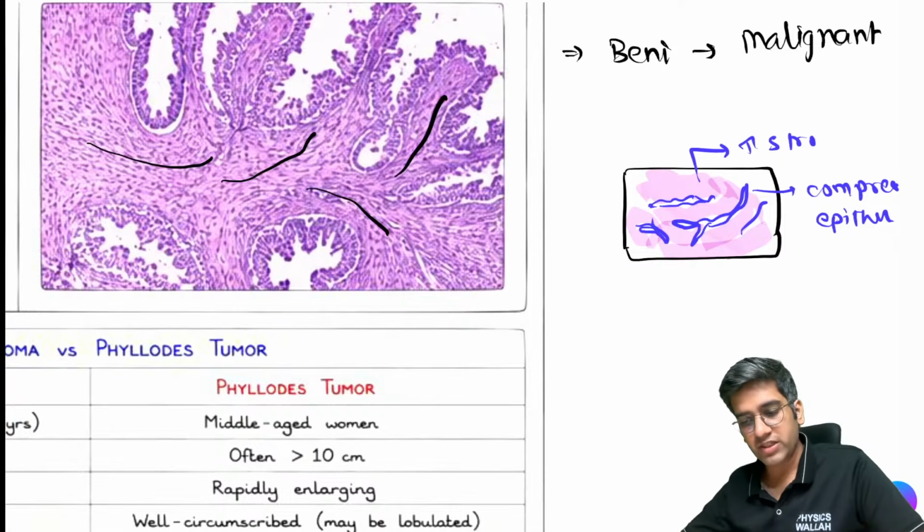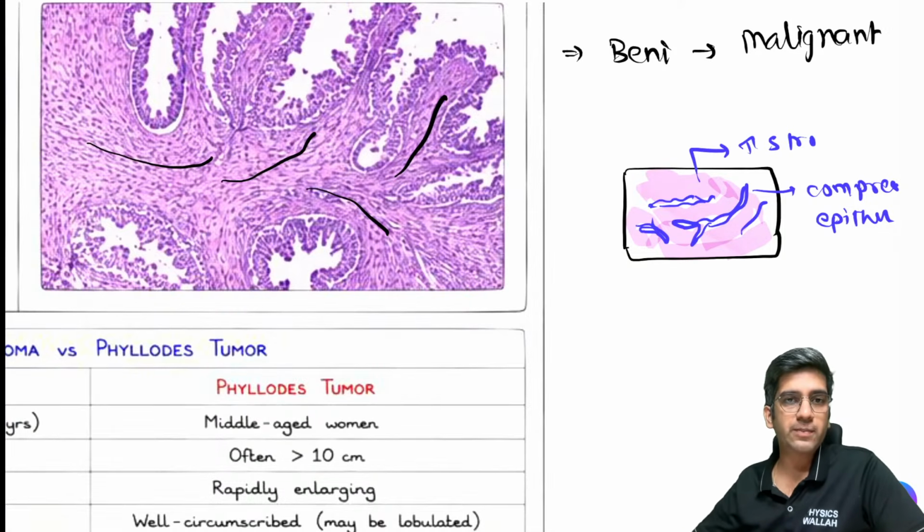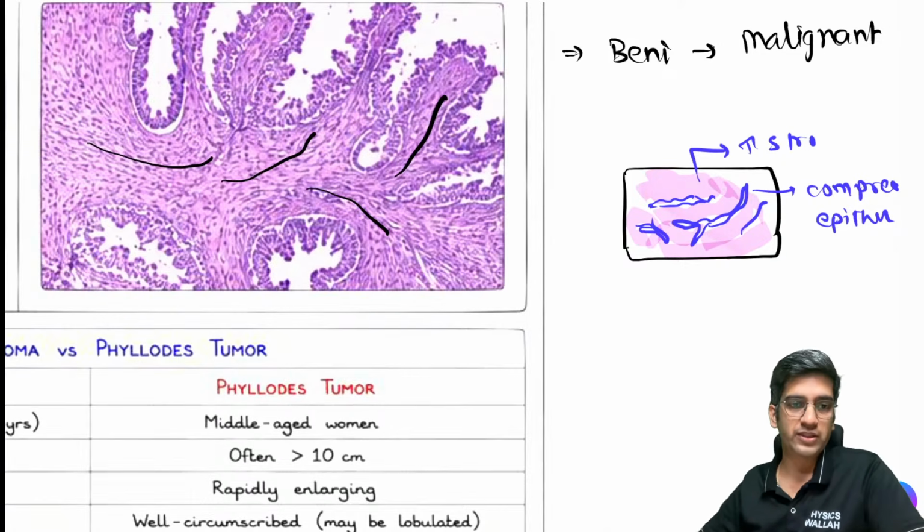No, these are stromal tumors. See, you cannot give a hormonal therapy for fibroadenoma or phyllodes. Fibroadenoma is excision, phyllodes is excision, and you can give radiation. I don't give a hormonal therapy for that. Fine.